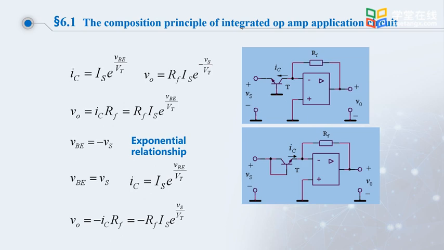Due to the input voltage of the transistor, VBE equals negative Vs; the VBE voltage and Vs are equal in magnitude and opposite in sign. So we make VBE equal to negative Vs. Bringing it in, we get VO equal to RF multiplied by Is multiplied by e to the power of negative Vs over VT. In this case, the voltage VO at the output is the exponential calculation of the input voltage Vs. This is the exponential arithmetic circuit. Okay, this lesson is over. Thank you.